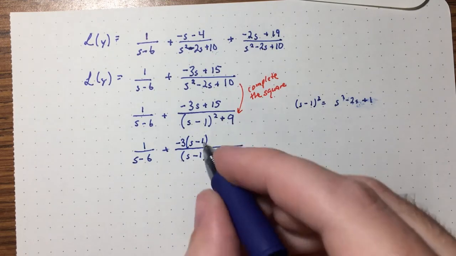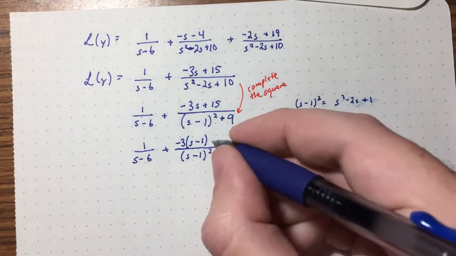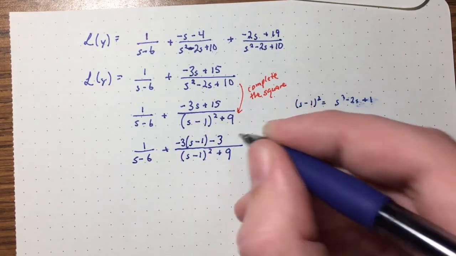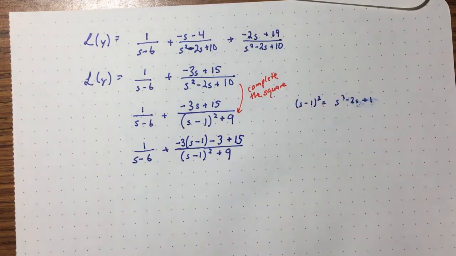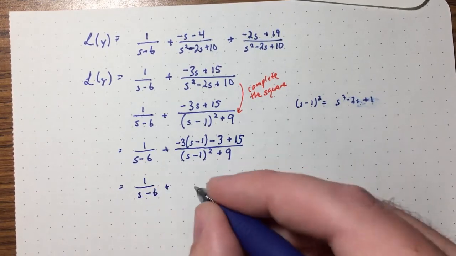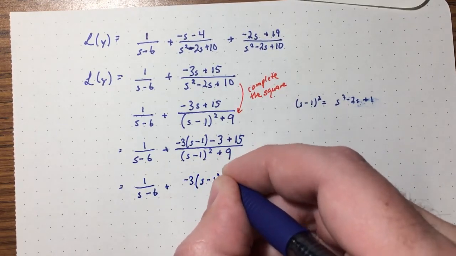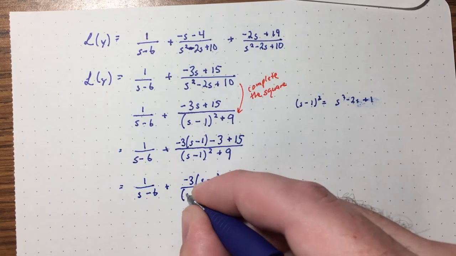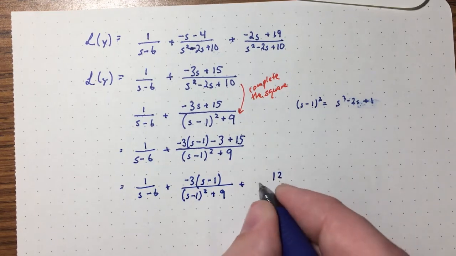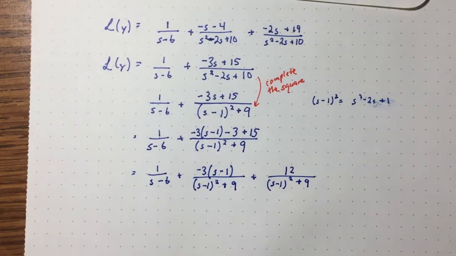It's a typical idea, just to try to make it look like the formula for cosine. But you can't change the problem, right? So I added a minus 3 there that wasn't there before, so I need to subtract that minus 3, and then I still have the 15. Now I'm going to split apart this fraction. This first piece is going to involve the s minus 1. And the second piece will just involve a constant in the numerator, which turns out to be a 12.